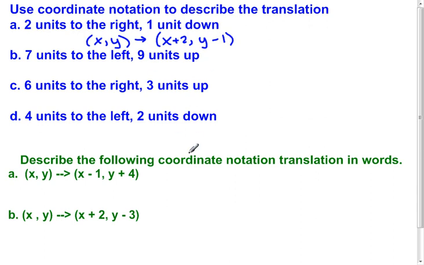So I want you to try the other couple examples. Going the opposite way, I gave you the coordinate notation, and I want you to translate it into words. This is a translation, and it's translating, or sliding, 1 unit left. So x moves it right or left, and 4 units up. I want you to try the next example, and then compare it with the people in your group tomorrow.